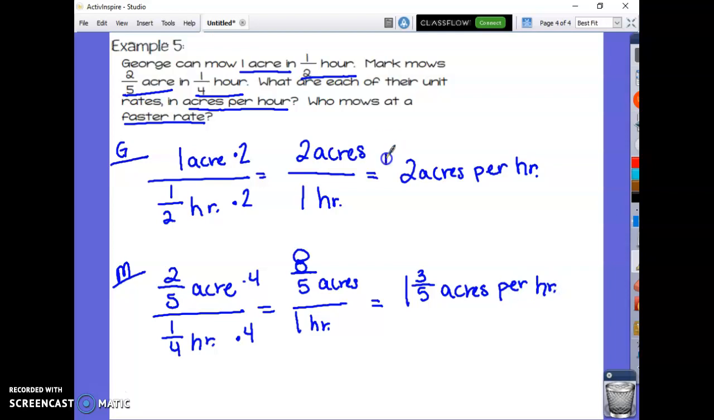So now, when we compare the 2 rates, well, George mows 2 acres per hour and Mark mows 1 3/5 acres per hour. It's much easier to compare the 2 rates when we have them each per hour than when it was 1/2 an hour and 1/4 of an hour, right? So that's the reason why we calculate unit rates.